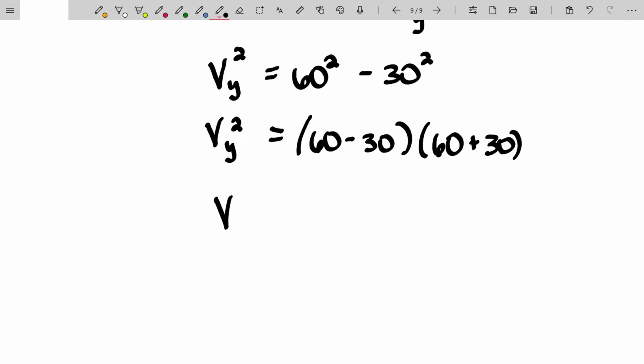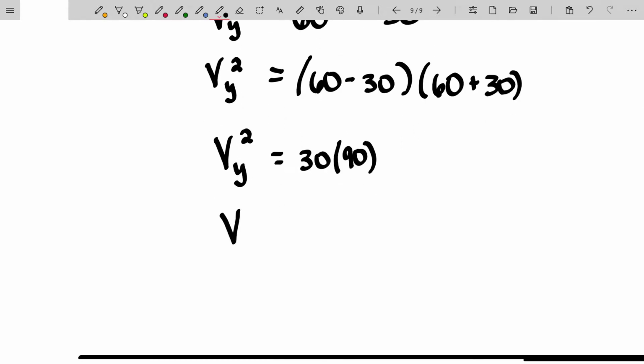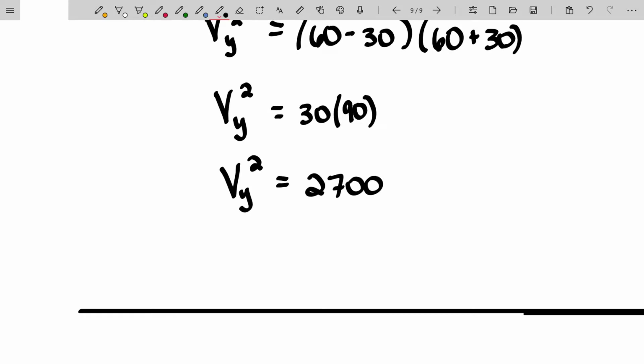And of course, that tells us that v sub y squared would be 30 times 90, or 2,700. Same answer you would have gotten had you just computed 3,600 minus 900. And now we'll take the square root of both sides. So v sub y is equal to, let's see, the square root of 100 is 10, and we are left with the square root of 27, but the square root of 27 is 3 root 3. So this is going to be 30 root 3.